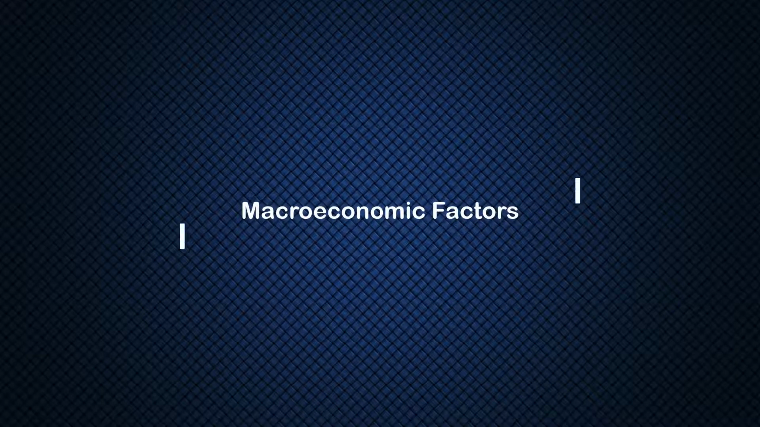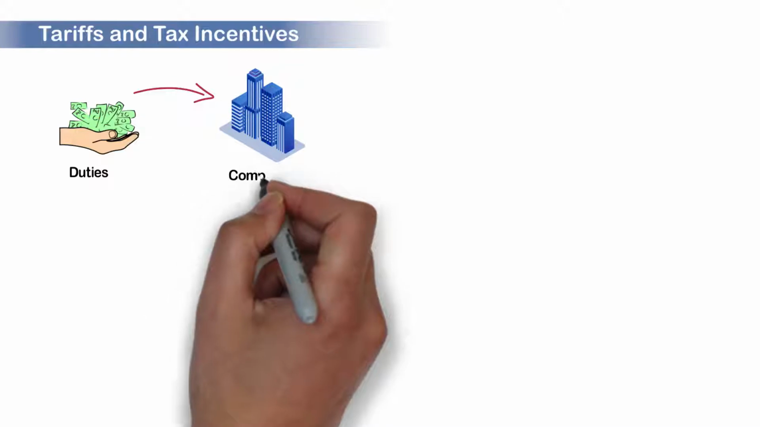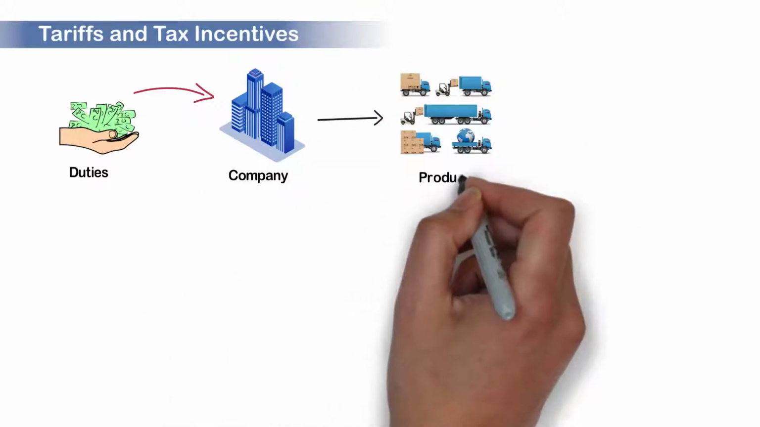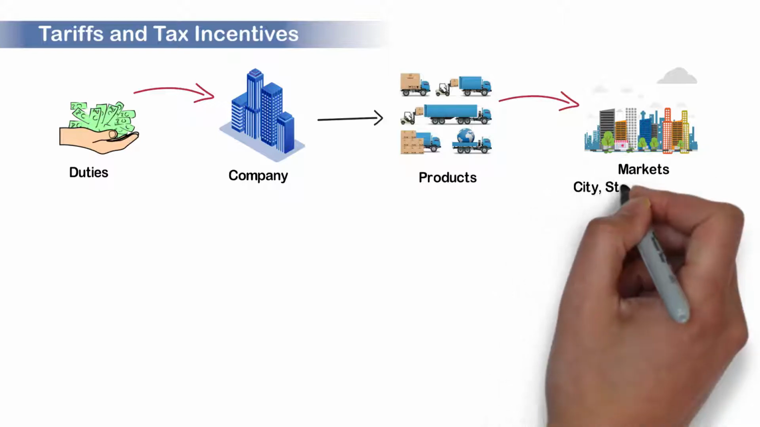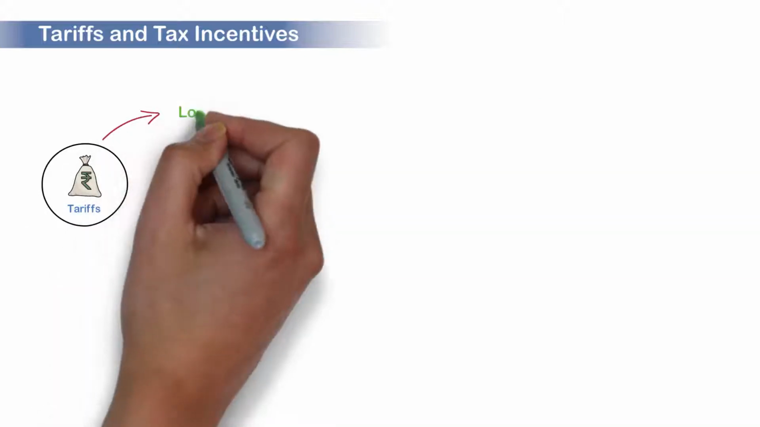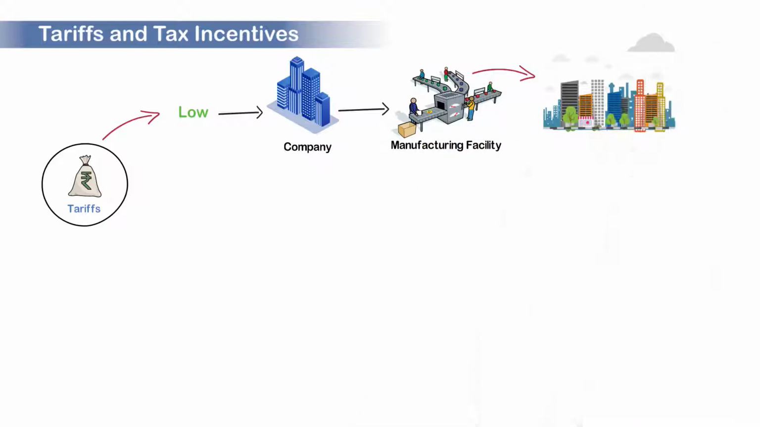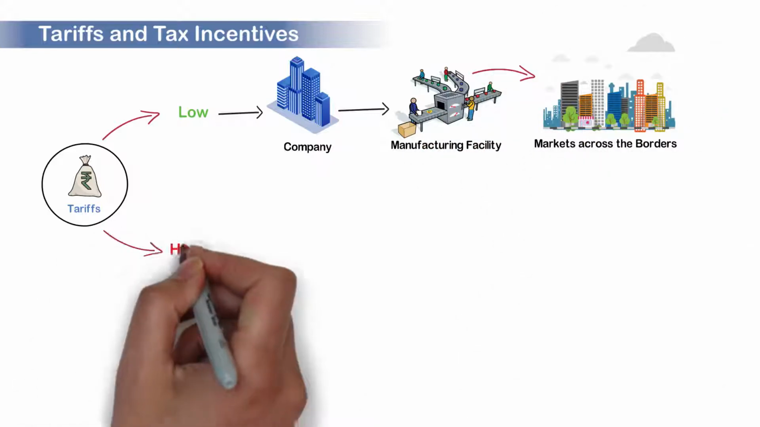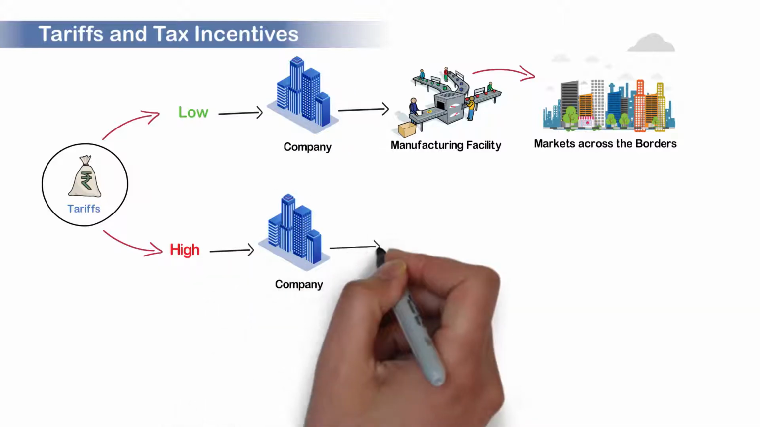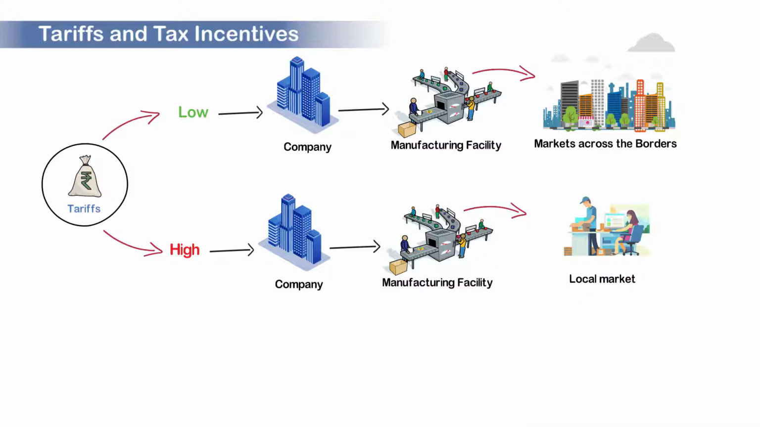The impact of macroeconomic factors comes next. Tariffs and tax incentives are important factors under this. Duties which have to be paid by a company when the products produced by them are moved to the market across the city, state, or borders are known as tariffs. When the tariff is low in a country, the company sets up the facility to manufacture the products to serve the markets across the borders. But if the tariff is high in a country, companies set up manufacturing plants within the country to serve the local market to save on duties.